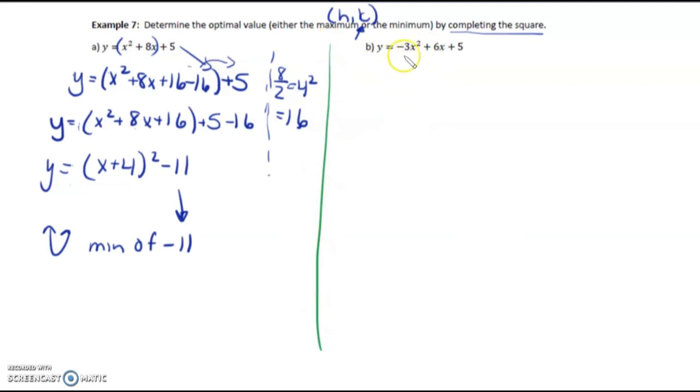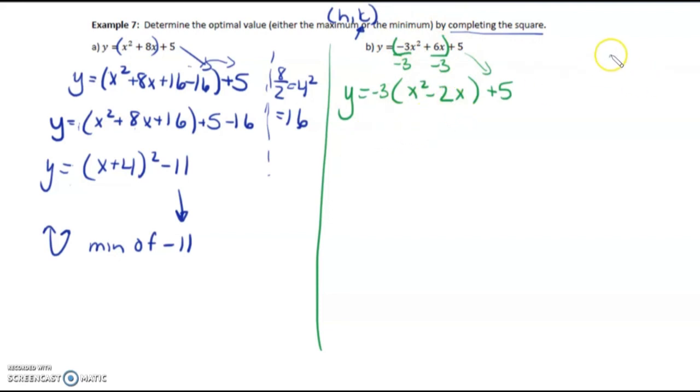Okay, next one. Let's bracket the first two terms. We have to divide out this entire coefficient of x squared, so the negative 3. So we have y equals negative 3, x squared minus 2x, and then leave that plus 5 outside of the bracket. We only have to group the x squared and the x term.